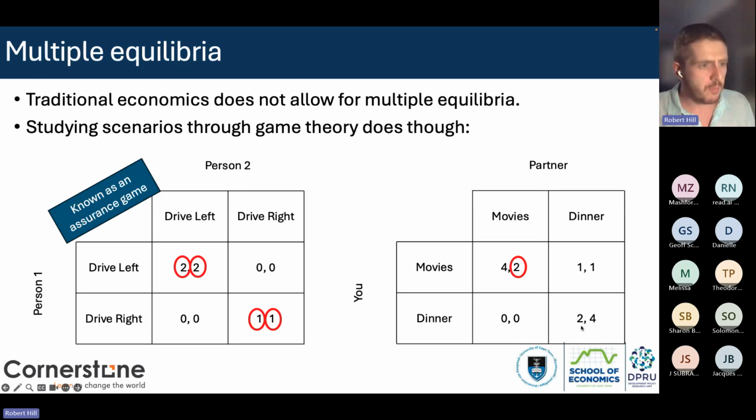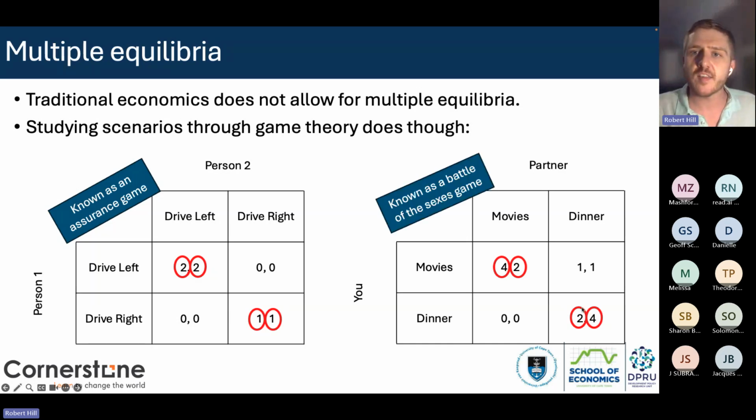If you go to dinner, your partner will want to go to dinner. If your partner goes to the movies, you'll want to go to the movies. And if your partner goes to dinner, you'll want to go to dinner. So we again have 2 equilibria. We've got movies, and dinner. And this is what we call a battle of the sexes game, where we've got 2 different equilibria and 2 different agents prefer different outcomes.